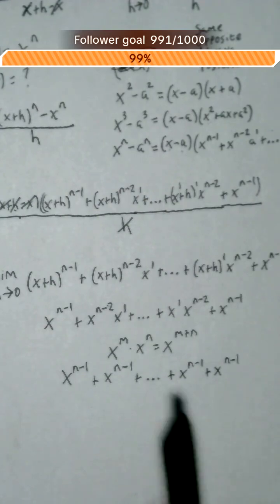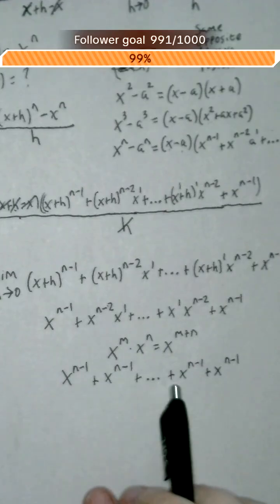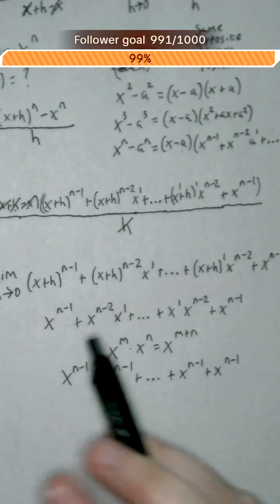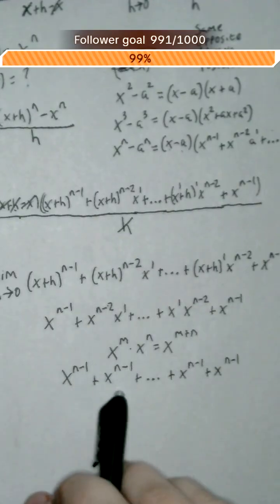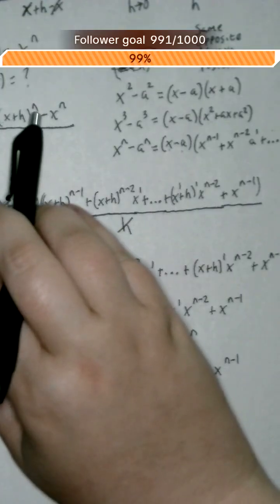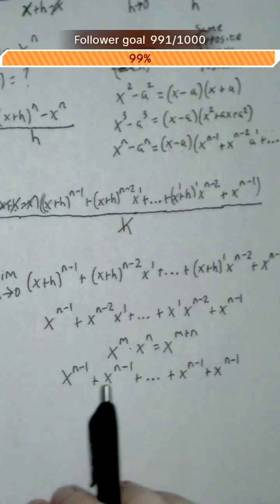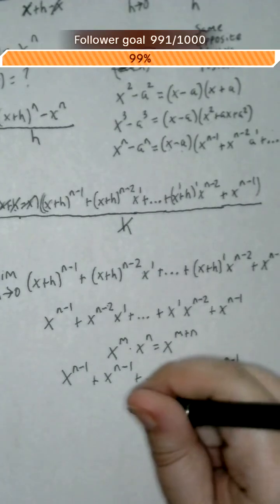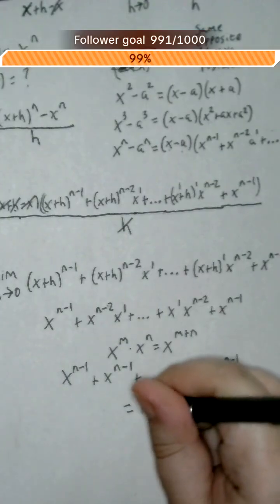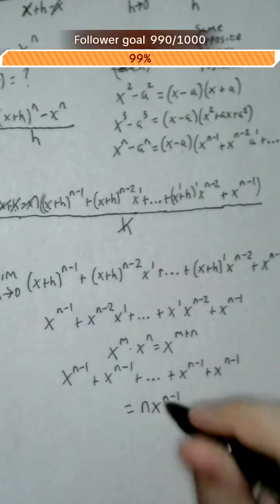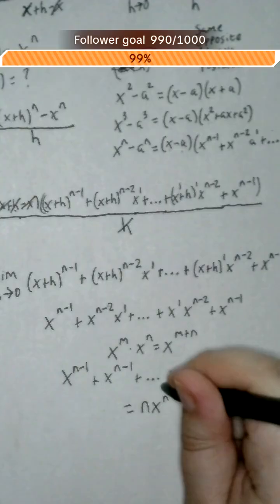So from here, I need to figure out how many of these n minus 1s I have. Well, I have as many terms here as I have in my original exponent. So my original exponent is n. So therefore, how many of these do I have? I have n. And that, my friends, is the power rule.